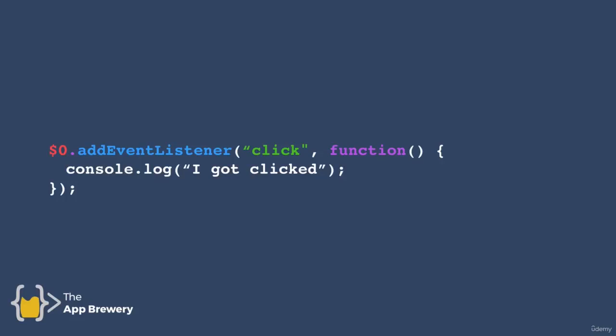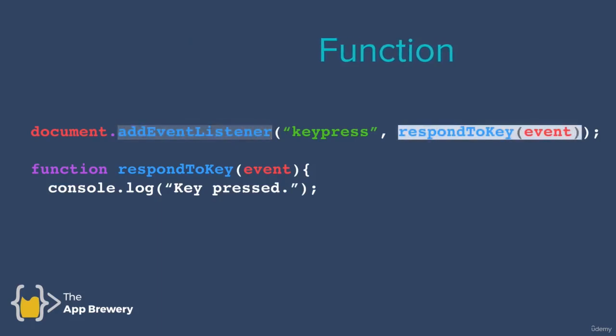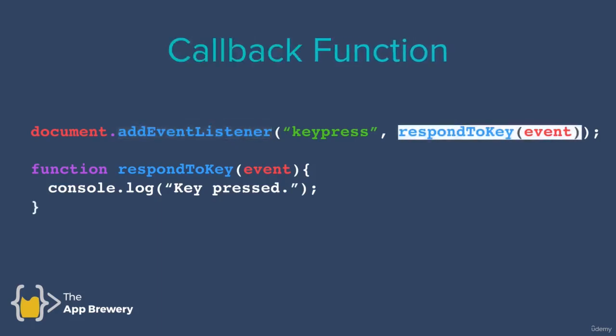Now, in previous lessons, we saw how JavaScript allows us to create higher order functions. When we talk about higher order functions, we're referring to the function that's able to take functions as inputs. So in this case, the addEventListener is our higher order function, as it takes the respond_to_key function as an input. Now, what about the other side? What about the function that gets passed in as an input?